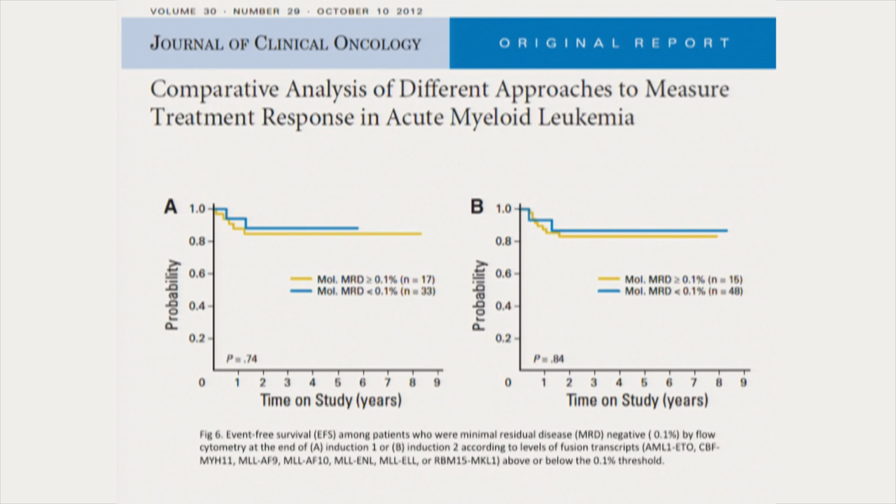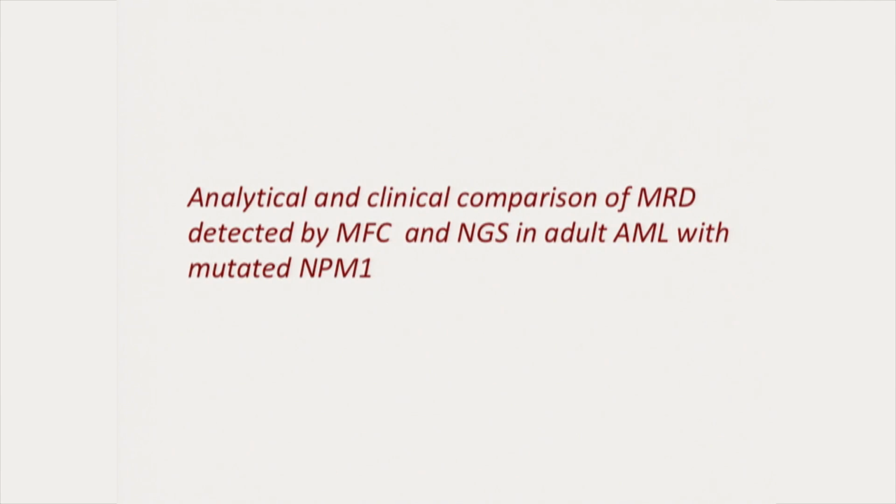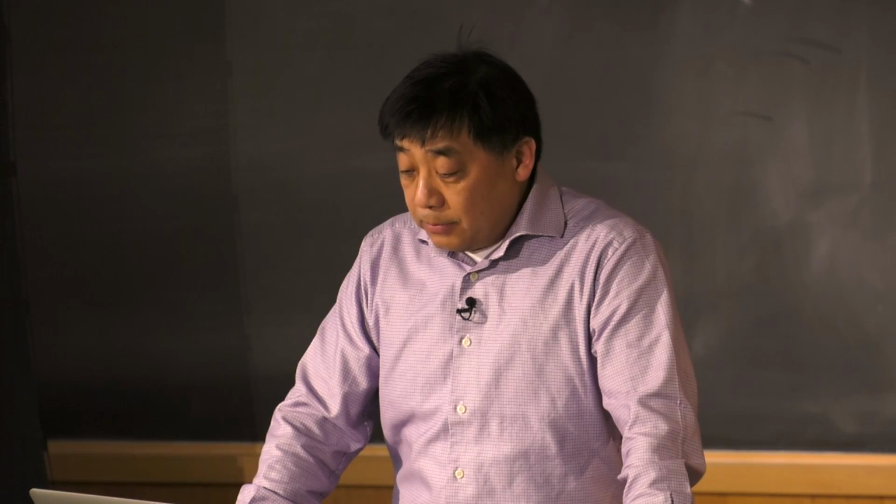But does this also apply to adults, or to a different setting without a marrow transplant? So that's the starting point. We put a research project together to analytically and clinically compare MRD detected by NPM1 and NGS in adult patients with AML with mutated NPM1. So this project we consider a low-hanging fruit in the MRD study.